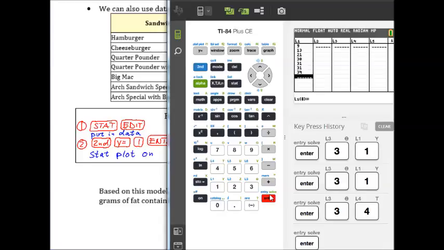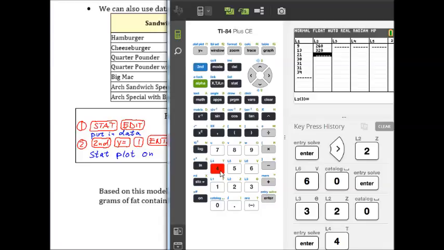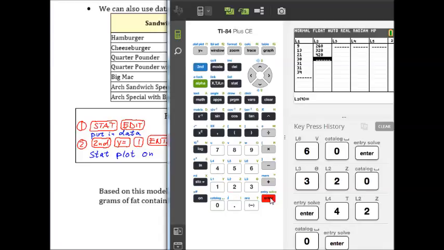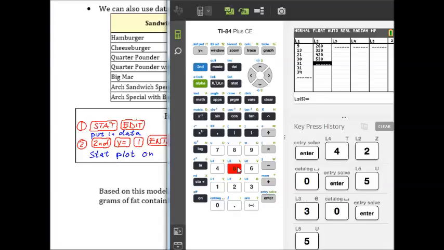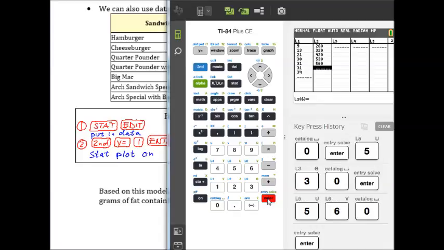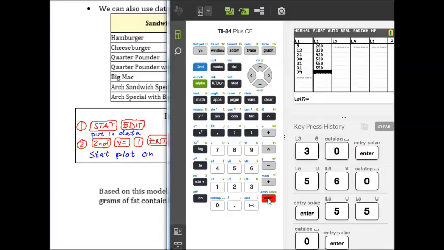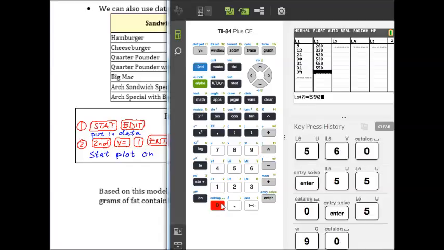And then I move over to the next column to put in our calories. 260, 320, 420, 530, 560, 550, and 590.